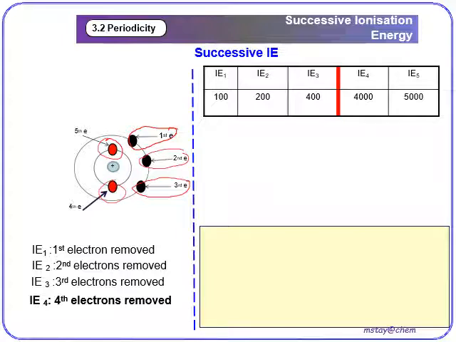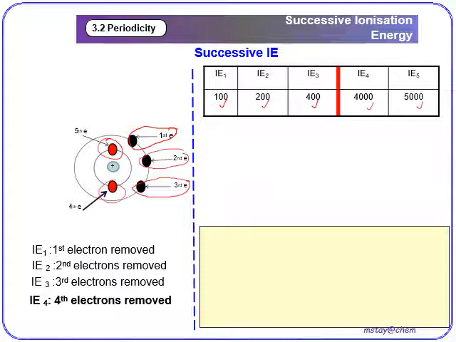Now let's look at the IE values. For the first electron removed, we need 100. The second electron needs 200 kilojoule per mole. Third electron 400. Fourth electron 4000 kilojoule per mole, and the fifth electron 5000. When we look at these values, it is similar to what we expected from the previous slide, which means the ionization energy becomes higher and higher as more electrons are removed.